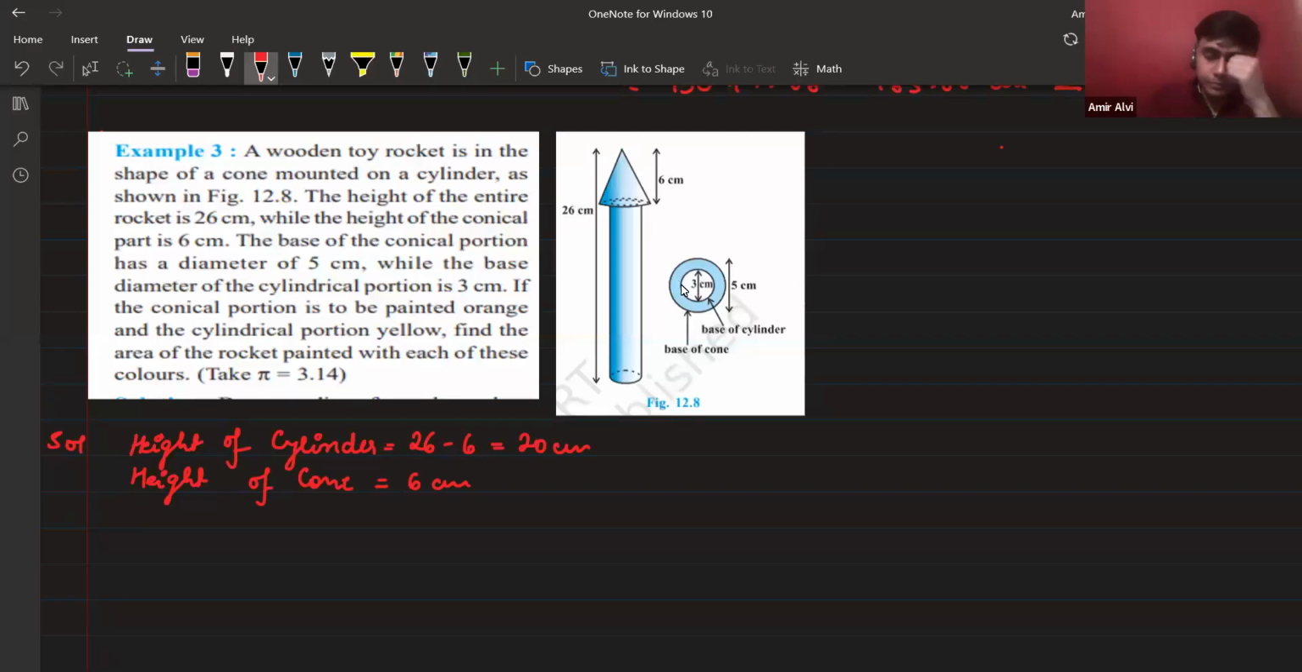Centimeter. Basically, this is a hollow. In the middle, this middle part is hollow. So the larger diameter is 5 centimeter and the smaller diameter is 3 centimeter, right?